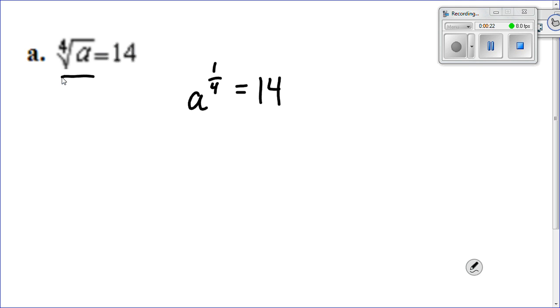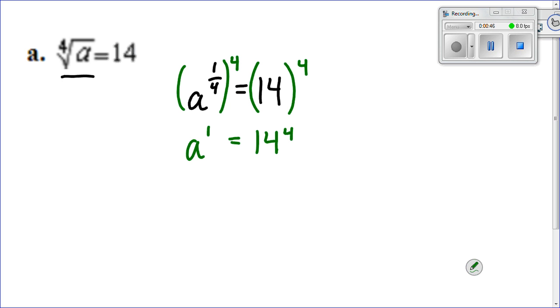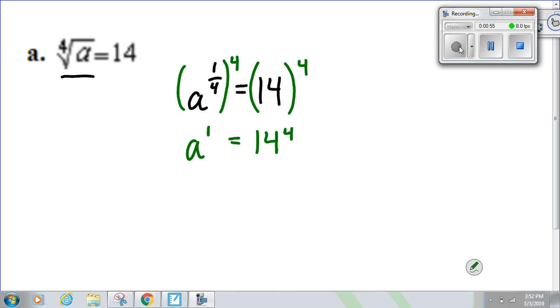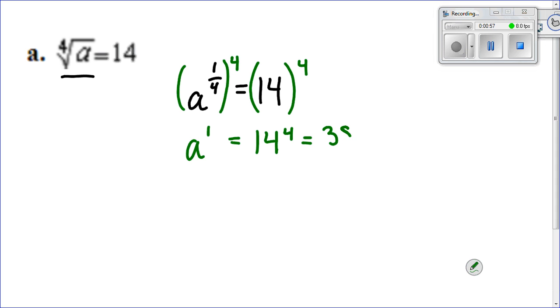And we've solved these before, so if we want to get a to the first power, what we know about properties of exponents is that if we raise this to the fourth power, and again, we have to raise the other side to the fourth power as well, we now have a to the first power, because 1/4 times 4 is 1. So a to the first power, just a, equals 14 to the fourth power. So you're going to go ahead and do that 14 to the fourth power on your calculator, and you're going to get 38,416.